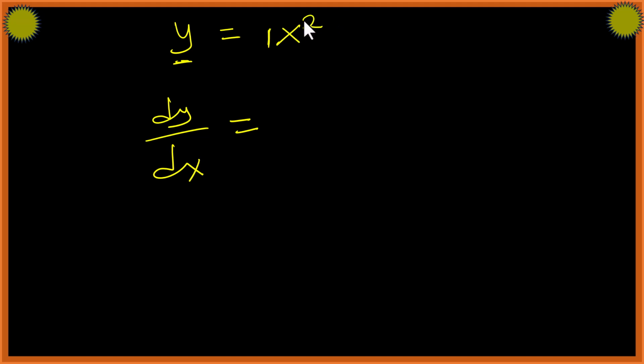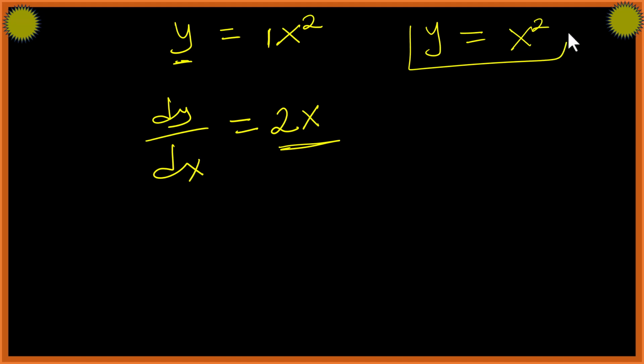So I'll multiply 2 by 1, that is 2, and my x will come. I'll reduce the power by 1, so I'll get 1 here. And we know any non-zero number to the power 1 is that number, so we have the answer as 2x. It means the derivative of y equals x squared is 2x, or the gradient function of this. All right, so let's try more.